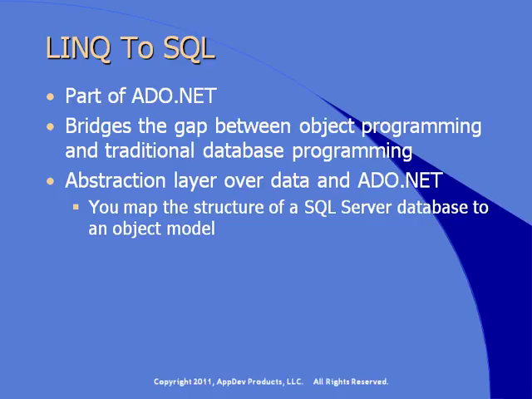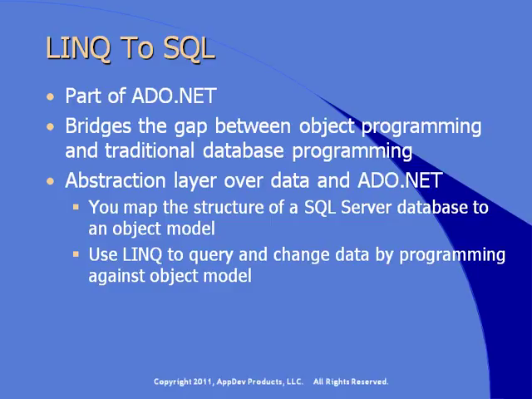So what you do is you map the structure of a SQL Server database to an object model. So for example, Northwind database has a customers table. You'll create a customer class. It has a products table, an orders table. You'll create classes for each of those. And then you'll use LINQ to query and change the data in your database by programming against the object model.